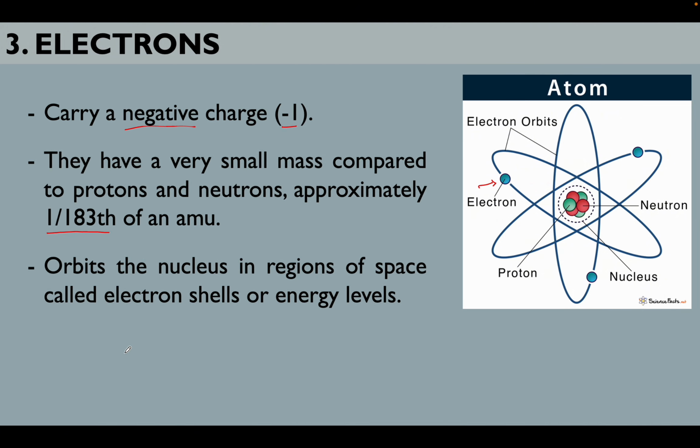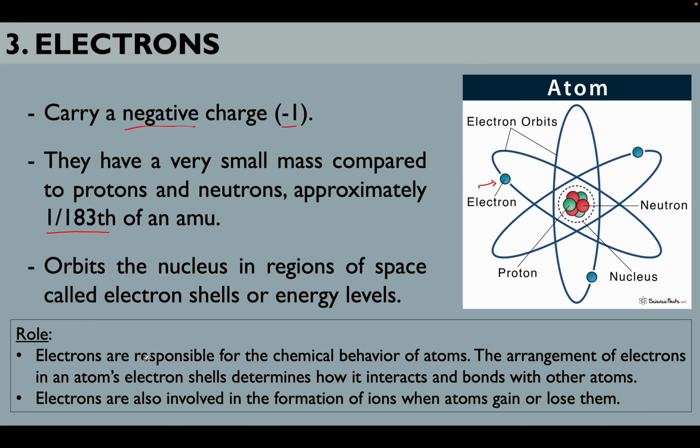Now, how about its role? What is the role of the electron in the atom? So, electrons are responsible for the chemical behavior of the atoms. The arrangement of the electrons in an atom's electron shells determines how it interacts and also bonds with other atoms. Also, electrons are involved in the formation of ions when atoms gain or lose them. So that is the role of the electrons.